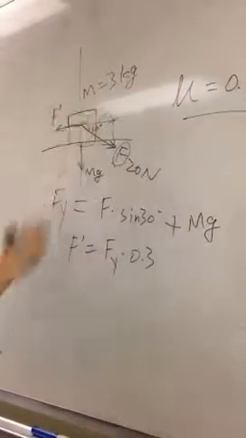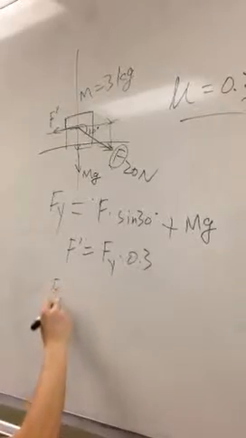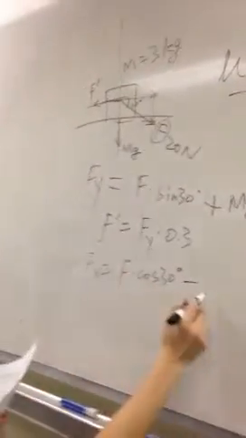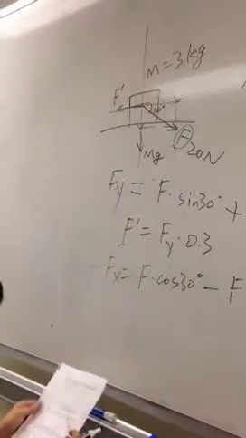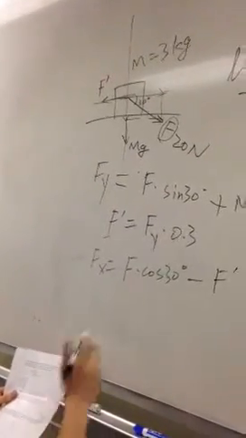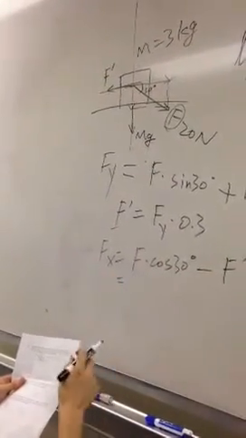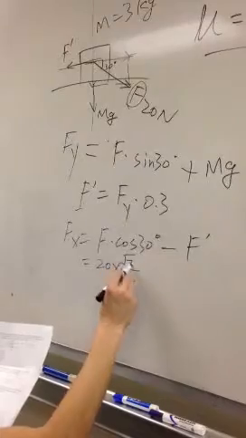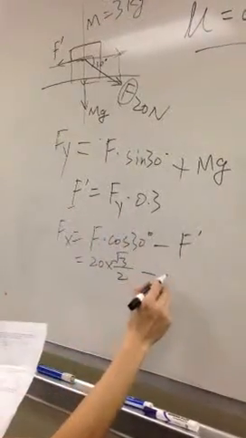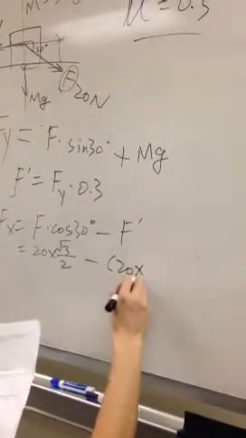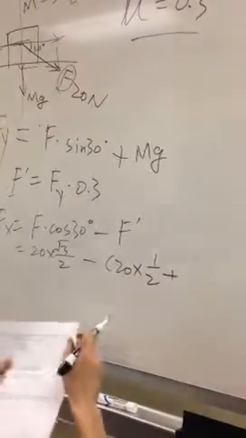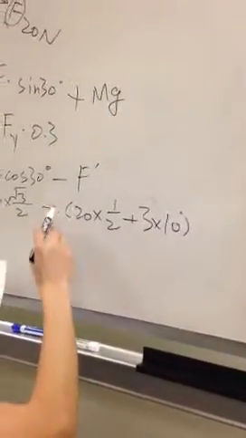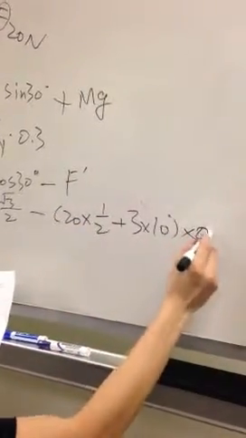And then along the x, it will be F cosine 30 degrees minus this friction. And it will be this Fy, 20 times sine 30 plus mass times 10, times 0.3.